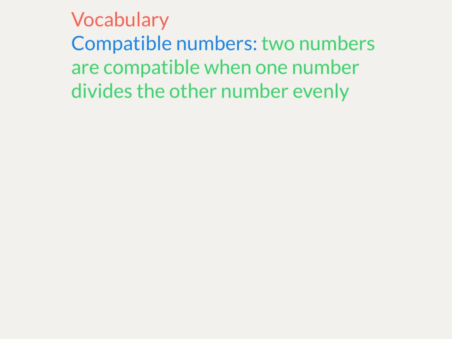Two numbers are compatible when one number divides the other number evenly. Remember to pause this and copy this into your notebook before heading on to the next slide.